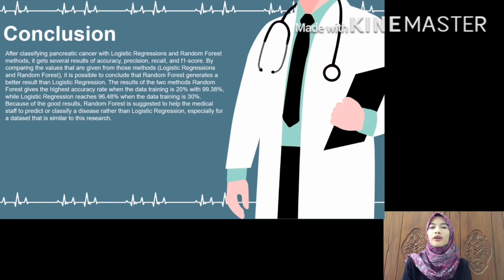Conclusion. After classifying pancreatic cancer with logistic regression and random forest methods, we got several results of accuracy, precision, recall, and F1 score. By comparing the values given by those methods, it is possible to conclude that random forest generates a better result than logistic regression. Of the two methods, random forest gives the highest accuracy rate when the data training is 20% with 99.38%, while logistic regression reached 96.48% when the data training is 30%. Because of the good result, random forest is suggested to help medical staff to predict or classify a disease, especially for datasets similar to this research.